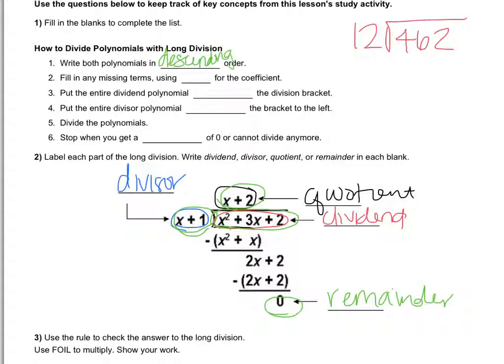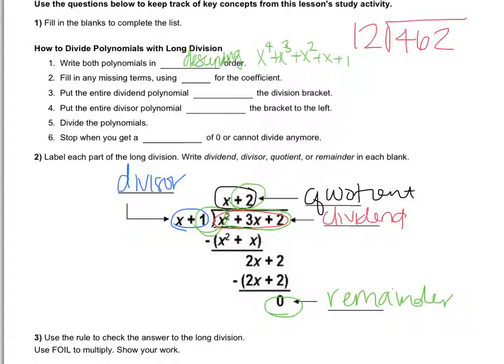What that means is that you would write x to the fourth plus x to the third plus x to the second plus x plus 1. You would not write like x to the fourth, then x squared, then x cubed. They have to go in order from biggest exponent to smallest exponent.